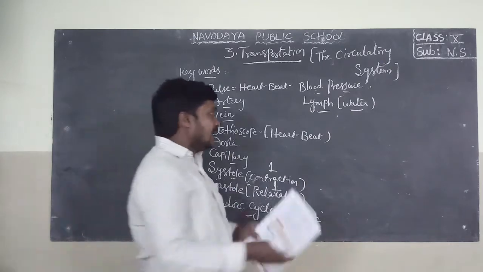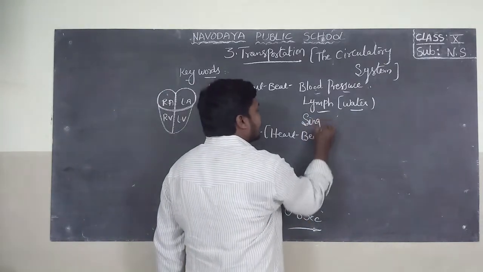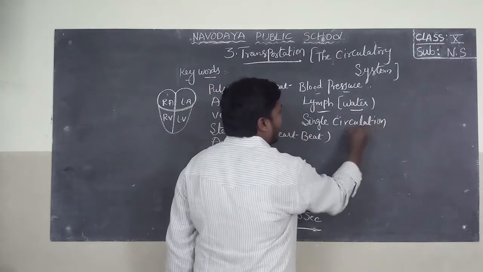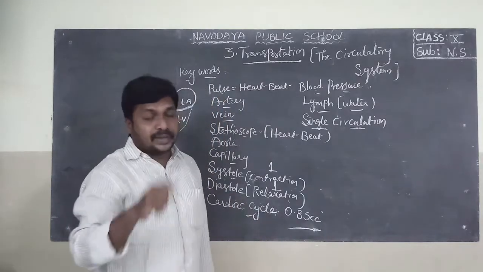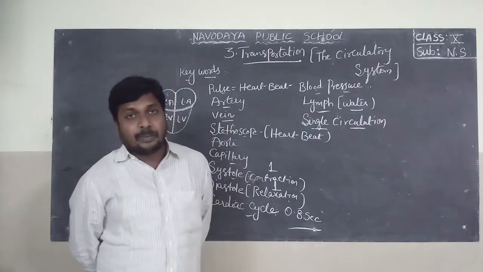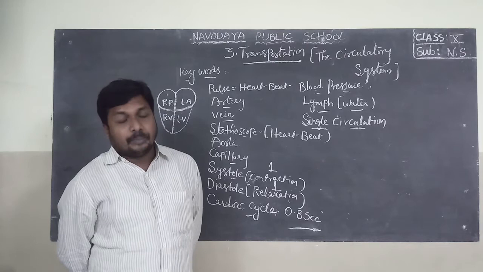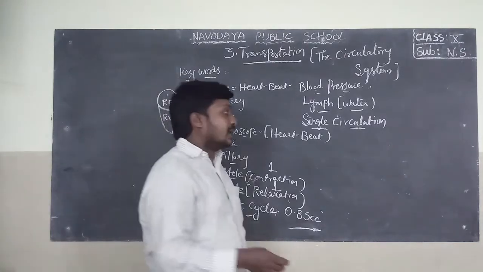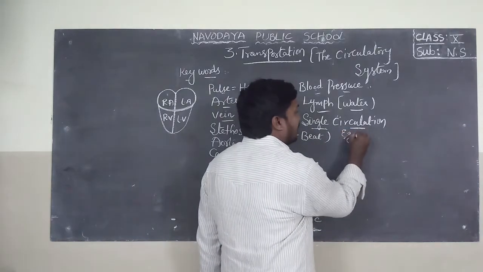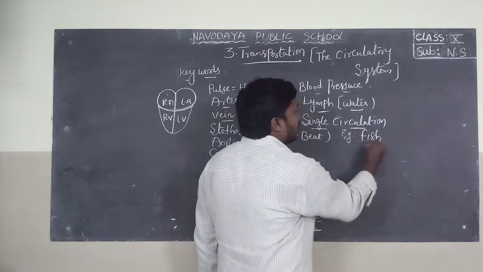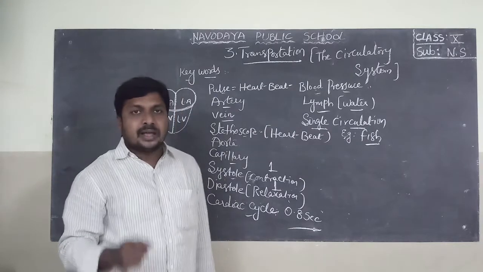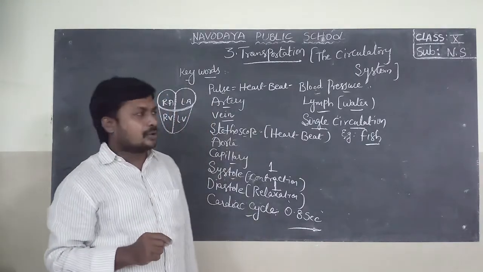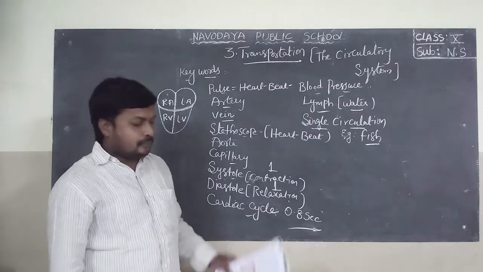Next one is single circulation. What is meant by single circulation? Blood enters into the heart only one time, that is called single circulation. An example of an animal which performs single circulation is fish. Single circulation is seen in fish.